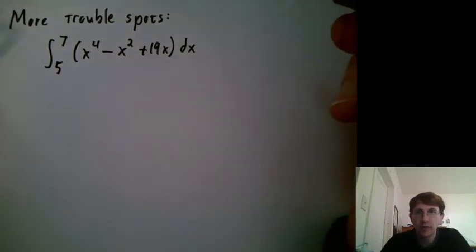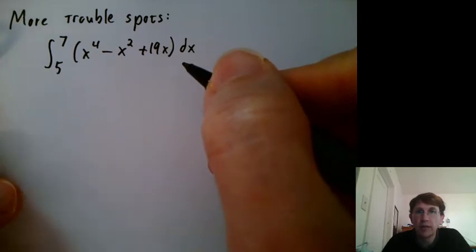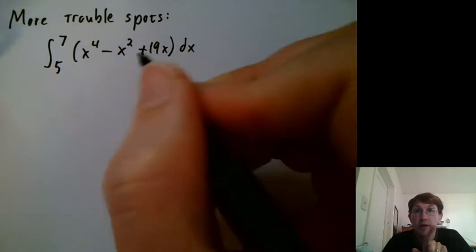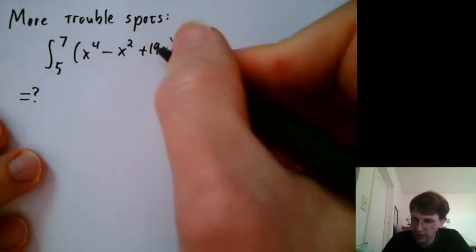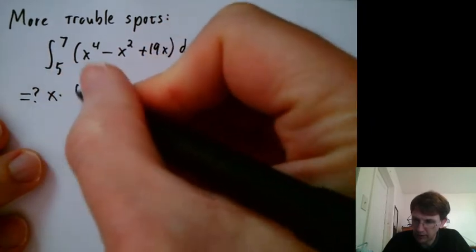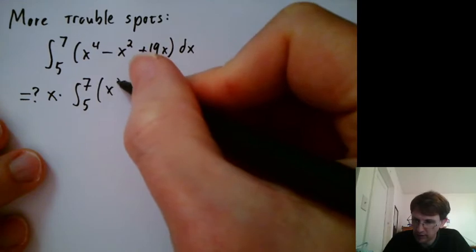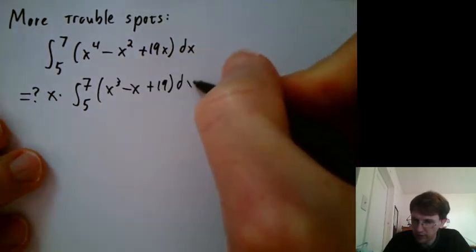Let's try to keep ourselves out of some more trouble spots. Let's suppose you have this integral. People who really practice their algebra a lot might notice, hey, there's an x in every term here. I can factor that out. So we might say, can I pull the x all the way out and write x times the integral from 5 to 7 of x cubed minus x plus 19 dx?